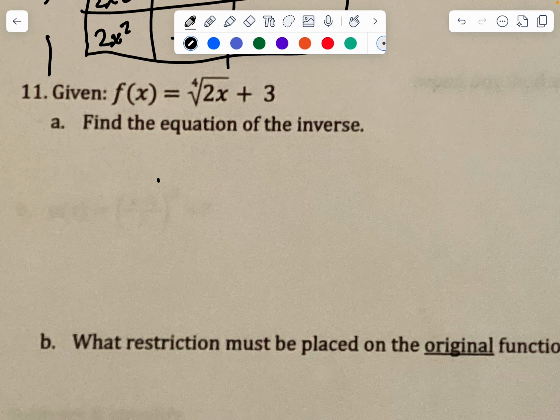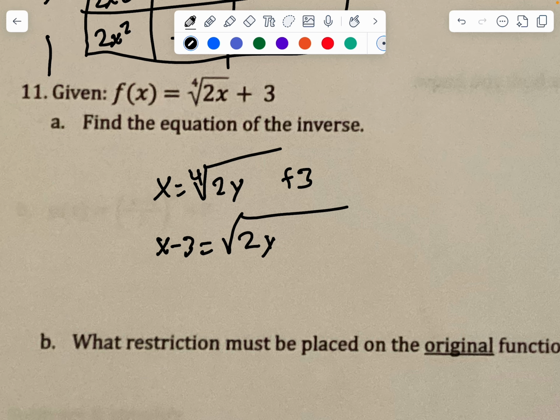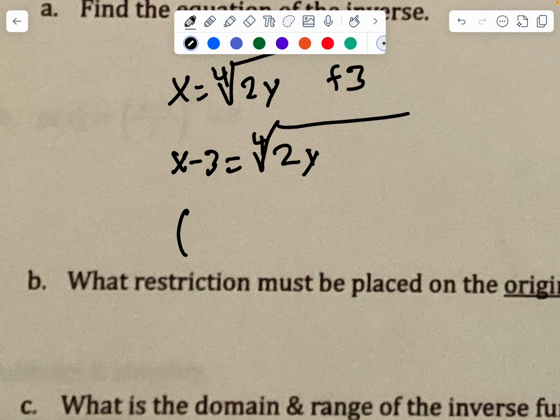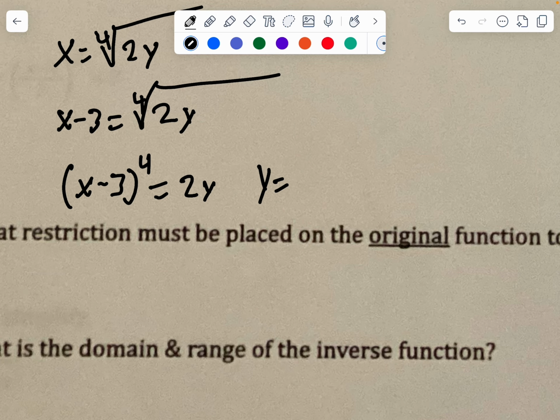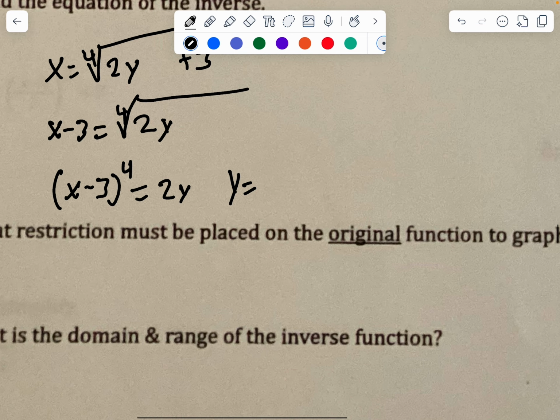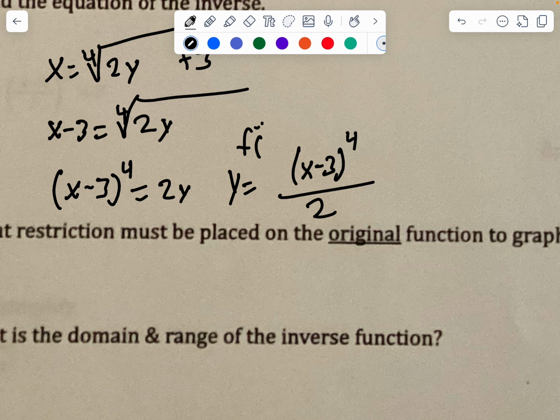Next one, find the inverse. So y equals (x minus 3) to the fourth power, all divided by 2, which equals f inverse of x.